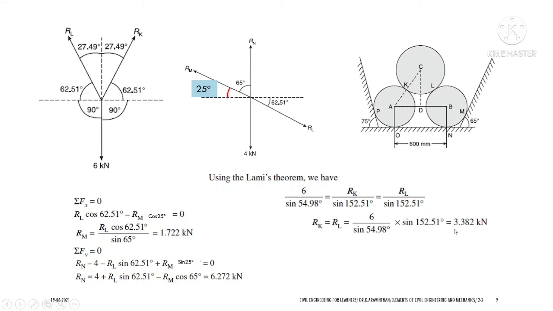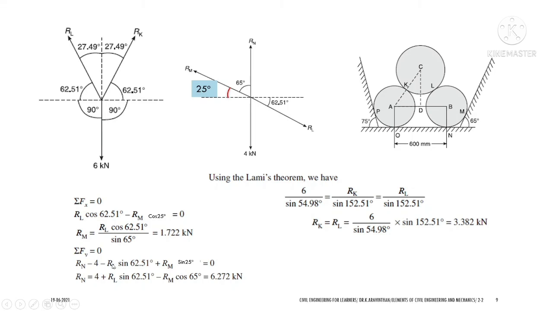Since RL we have already found out as 3.382, you can substitute it, and RM will be 1.722 kilonewton. Okay. So let us resolve vertically. Plus Rn is written here and the minus 4 kilonewton which is acting, and minus 4 is written here. If you resolve RL with respect to vertical, RL sin 62.51 degree, which will be negative. So it is written here, and also RM sin 25 degree, which is upward.